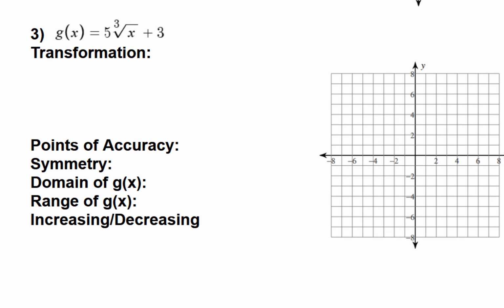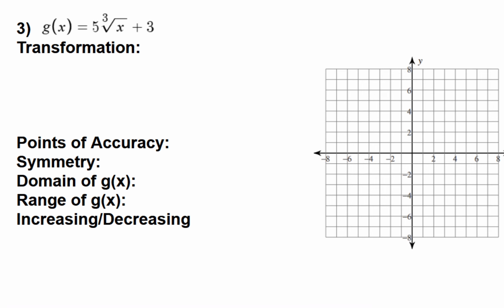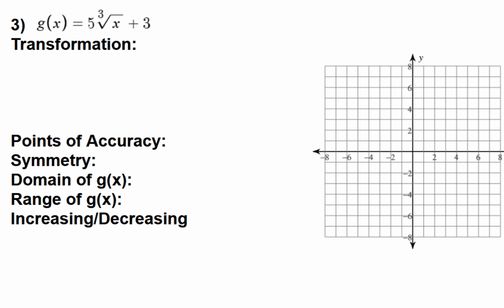For the third question, we have g of x is equal to 5 times the cube root of x plus 3. My first step is to identify the transformation. Looking at this function, the transformation indicates that g of x is vertically stretched. You can also refer to this as expanded by 5 and translated.